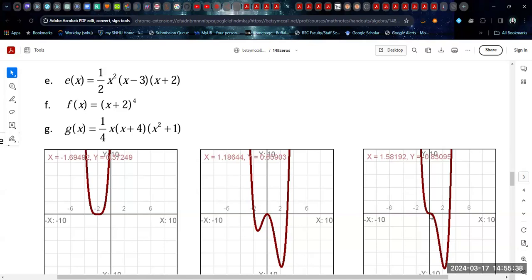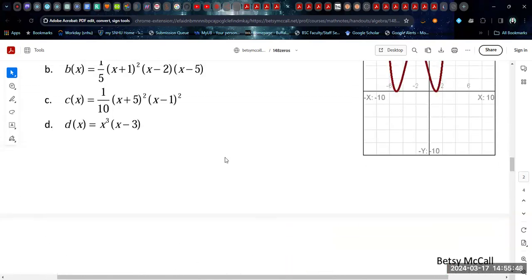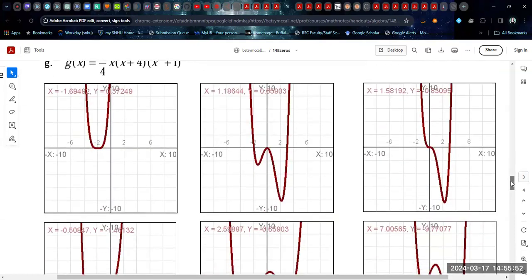For this one, it looks like we have a 0 at 3, but we have a kink in this graph at 0. So that would mean that we need a cubic. So that would be this one.